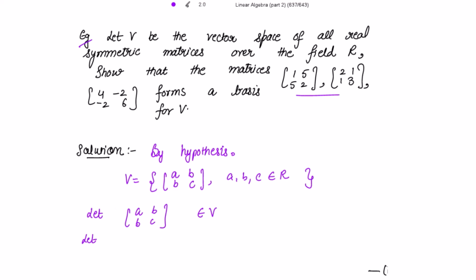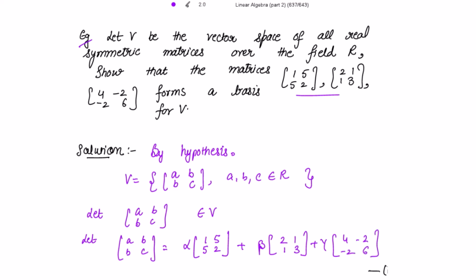Now because I need to show that every element of V is a linear combination of the matrices given to us, I'm writing this element [a, b; b, c] equal to the linear combination. I'm taking scalars alpha, beta, gamma: alpha times [1, 5; 5, 2] plus beta times [2, 1; 1, 3] plus gamma times [4, -2; -2, 6]. Now when can I say that this element is a linear combination of these matrices? If the scalars alpha, beta, gamma can be written in terms of a, b, c, which belong to the real numbers.